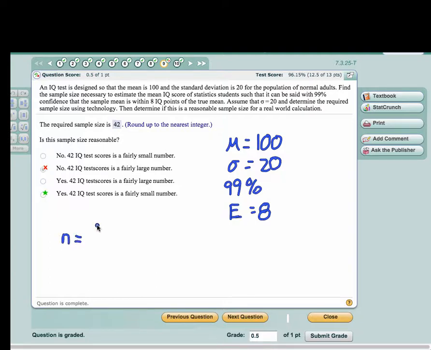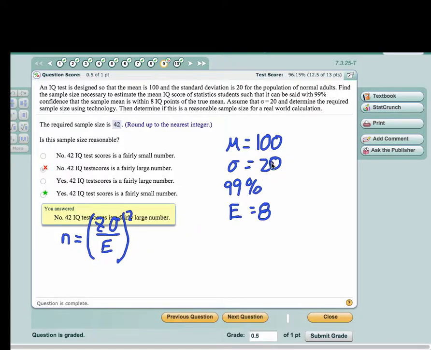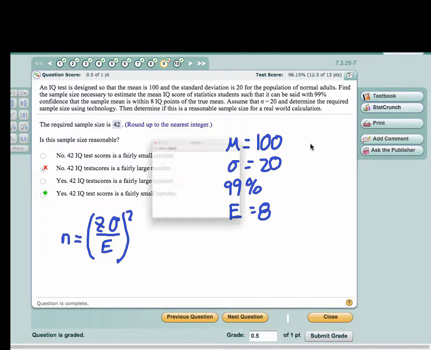This is going to require that we use the formula n equals z sigma over E, and then that whole quantity squared. Now we know what sigma and E are. What we need is Z. And we're going to find Z using technology, using StatCrunch. So we'll go to StatCrunch.